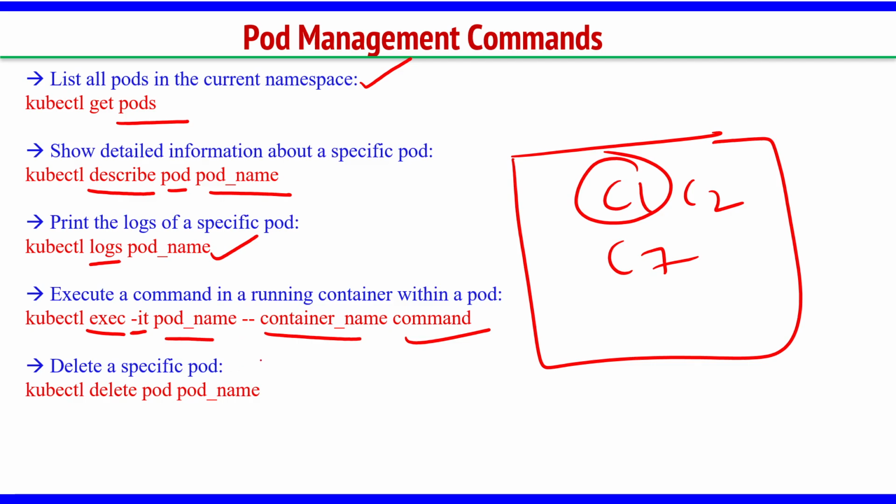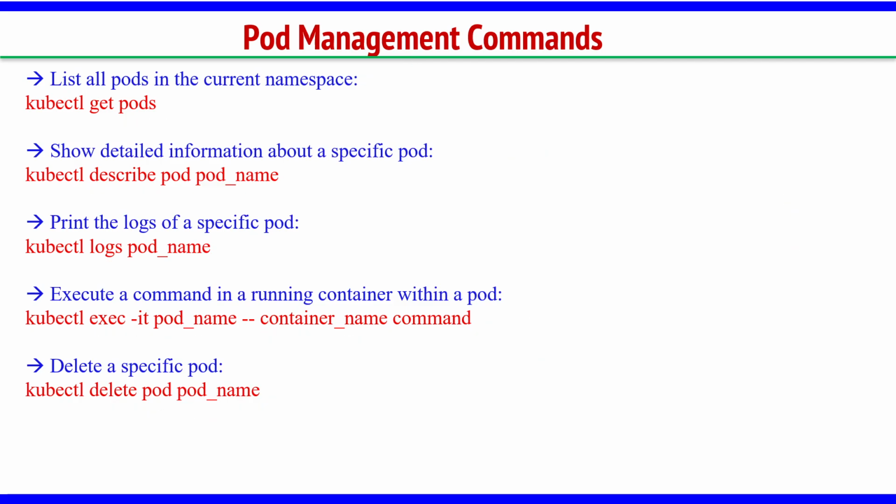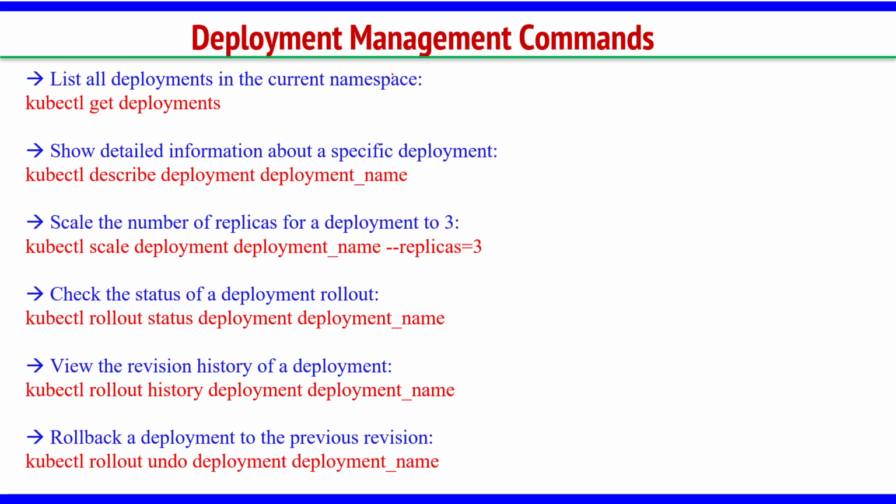And finally, if you want to delete a specific pod, we can just say kubectl delete pod and the pod name. This will delete the particular pod from the node. Inside a node, we have different pods. So if you want to delete a specific pod, it is simply kubectl delete pod and the pod name. Right? Next, deployment management commands.